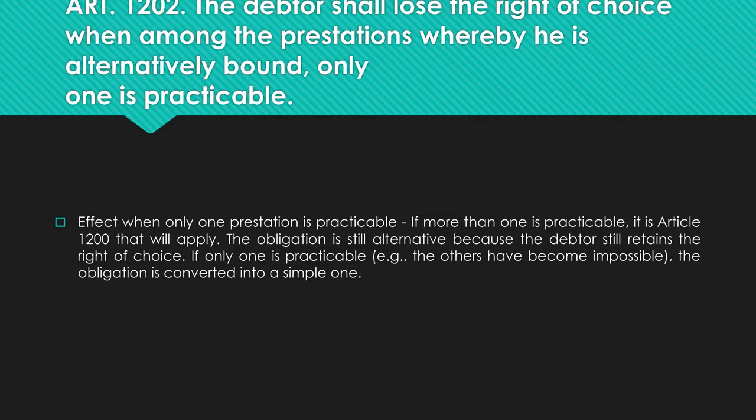Under this article, the obligation is still alternative because the debtor still retains the right of choice. If only one is practicable, the obligation is converted into a simple one. Okay, so as long as meron pang choices, like kung 5 pero nasira na yung isa, it's still going to be alternative kasi meron pang other choices. Nasira yung 2 sa 5, meron pang 3 choices. Nasira yung 3, meron pang 2 choices. Pero kung 4 ang nasira of the 5 choices, isa na lang. So it ceases to be an alternative. Simple. So ito logic lang talaga ito. Okay?